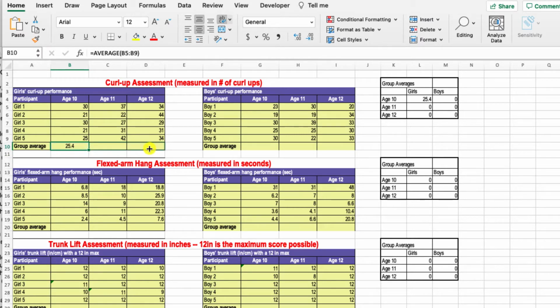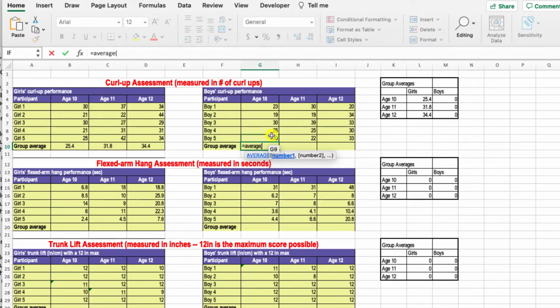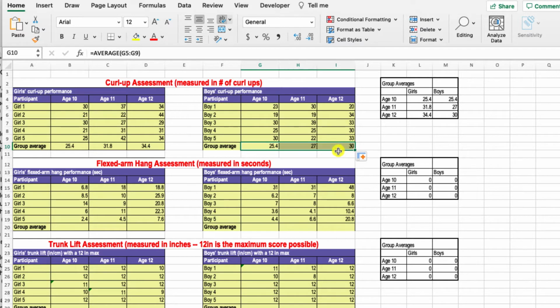Okay, I can then copy that function across my cells, so then I'm calculating the averages for age 11 as well as age 12. I can do the same procedures for the boys and copy their data across, and you can see based off of these calculations here, they have auto-populated into the table that I have made for you already. So fingers crossed it should work.